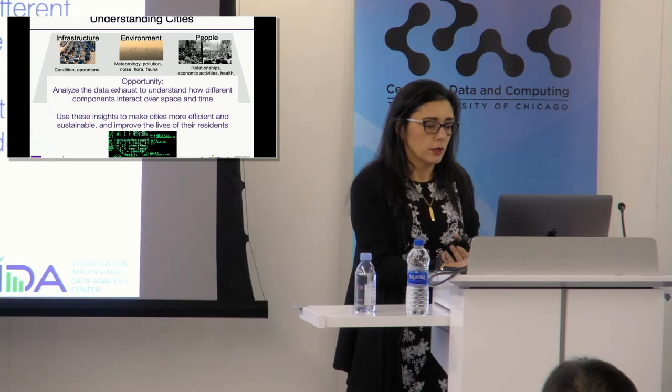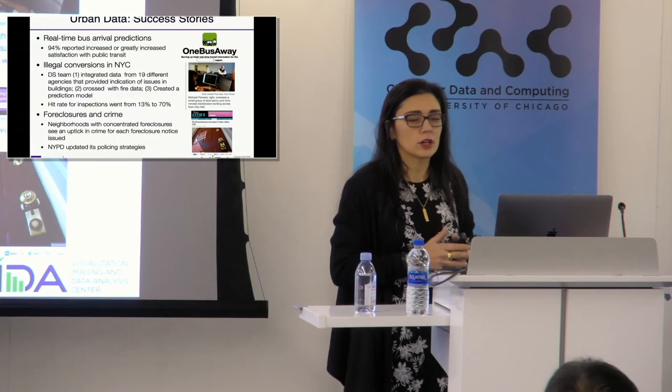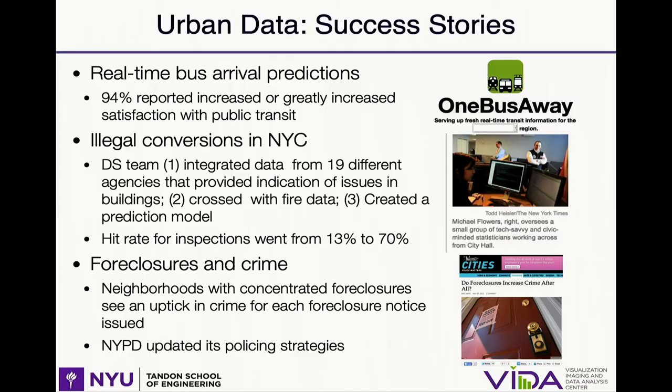And there's already a lot of evidence that this can actually be done, and we can find a number of success stories. And I'll go over a few of these. One early example where urban data was used was for real-time bus arrival predictions, and this was work that was pioneered at the University of Washington, where they used both real-time data and historical data to provide accurate predictions, so you could look at your cell phone and see when your bus is going to arrive. And this led to a great improvement in satisfaction of the bus users in Seattle.